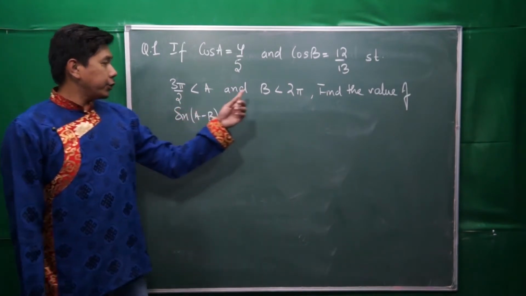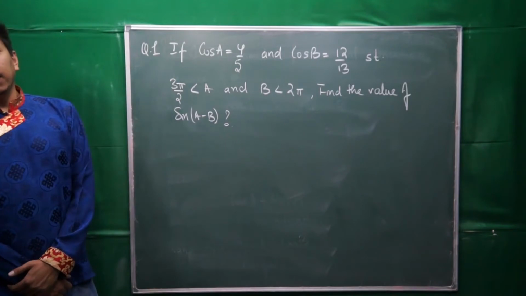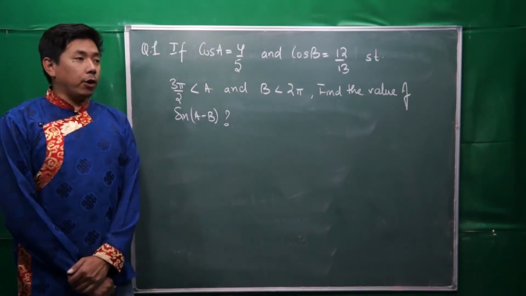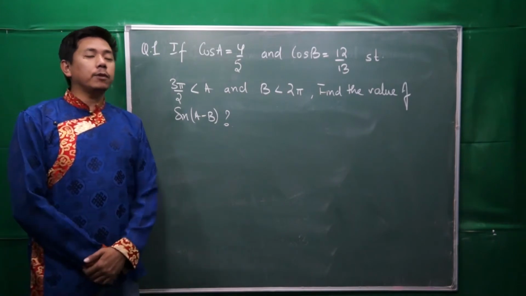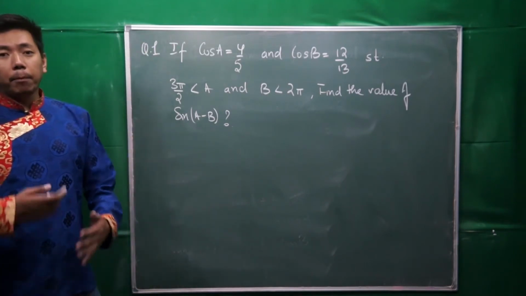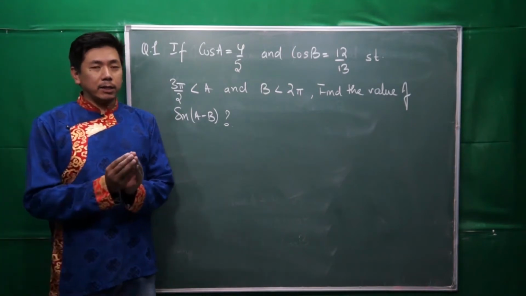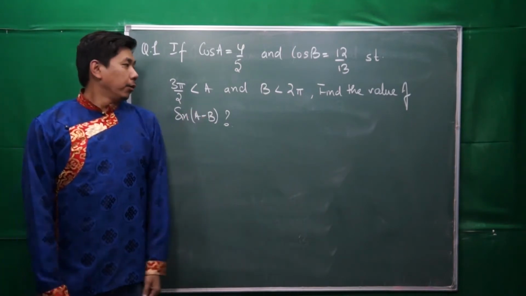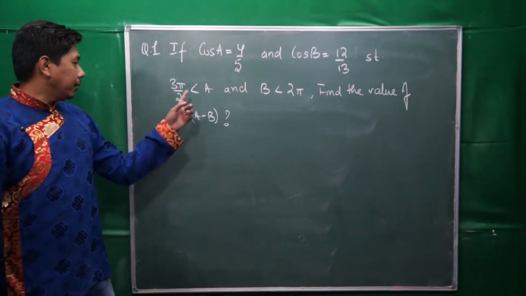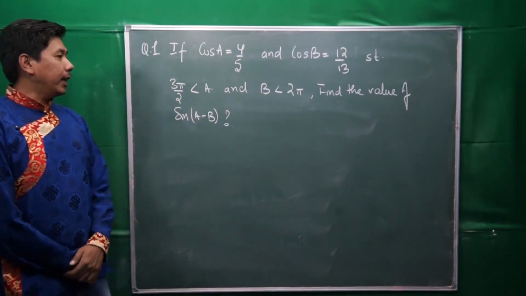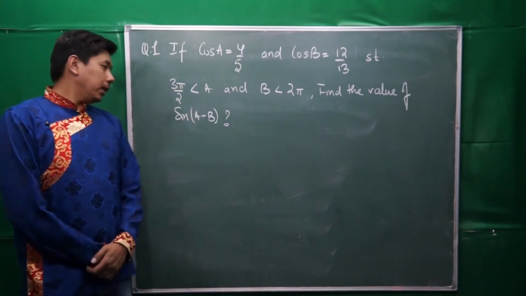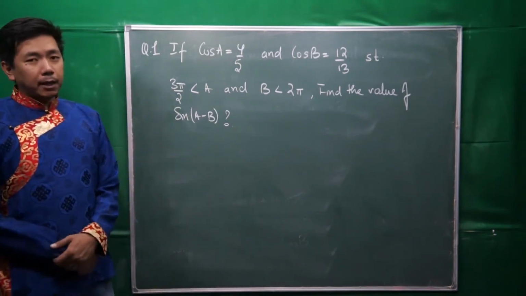Now there are limitations on the values of A and B, the reason being that trigonometric ratios are periodic. So values always repeat after a certain interval. So instead of trying to go about values that range between certain limits, we are going to narrow it down to certain specific values. How? By limiting the values of A and B. Now you need to find the value of sine A minus B.